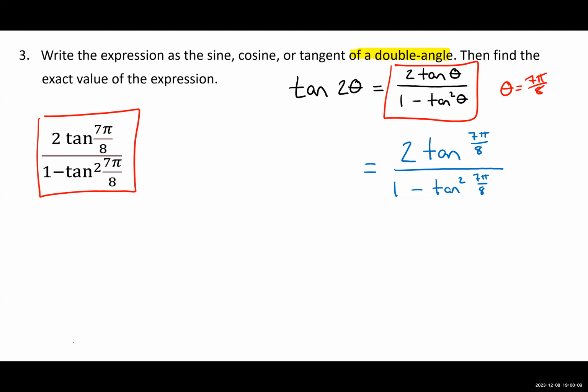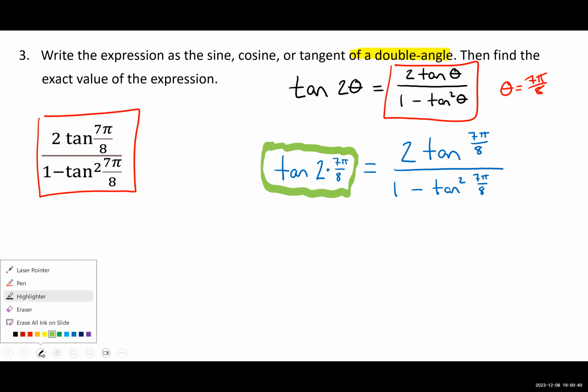Okay, well, what do we got on the left-hand side of the equation? We've got the tangent of 2 times theta. So 2 times 7 pi over 8. Well, let's look at this guy right here. What is that equal to? Well, it's actually equal to -1.